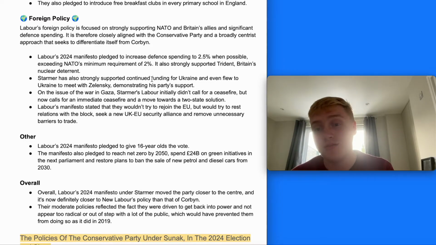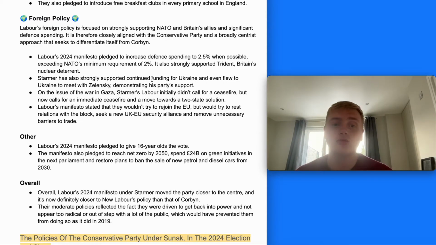And finally, on foreign policy, it focused strongly on supporting NATO and Britain's allies, and significant defence spending ultimately is very similar to the Tory party's, and a broadly centrist approach that seeks to differentiate itself from Corbyn. So they pledged to increase defence spending to 2.5% when possible, exceeding NATO's minimum requirement of 2%. Also supported Trident and NATO, of course. Starmer has also strongly supported continued funding for Ukraine.